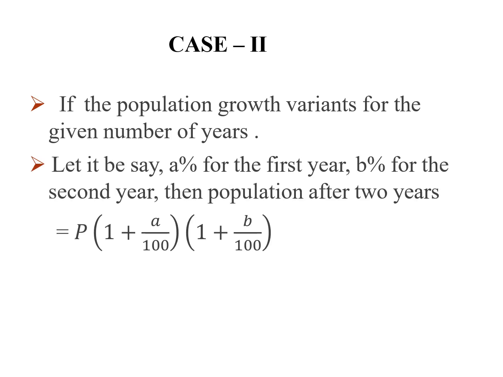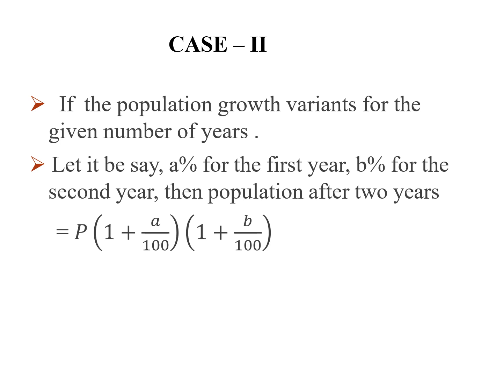Now let us see case 2. In this case, the population growth rate is not constant. It varies every year. For example, let's say the growth rate is A percentage in the first year and B percentage in the second year. Then to find the population after 2 years, we can't use one formula directly. We have to apply the growth year by year.